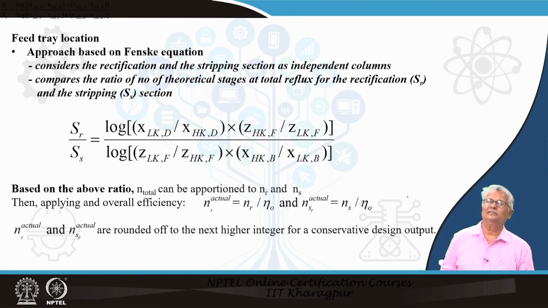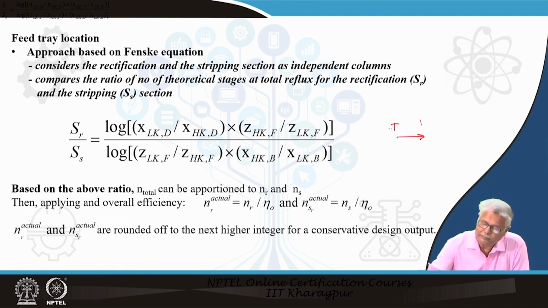The first thing is an approach based on the Fenske equation. The Fenske equation considers the rectification and the stripping section as independent columns. That means, what you had is a feed, from the top you had a distillate D, from the bottoms you have B. So, what you considered here is your column 1, this is column 2.